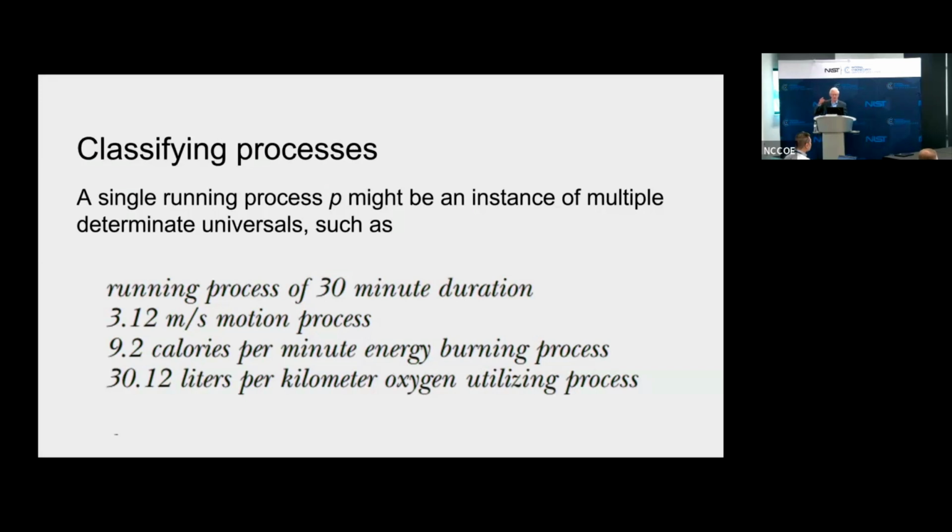It's going to be a running process which involves motion. It's going to involve displacement in space. It's going to use up energy. It's going to use up oxygen and so on. Now, all of those are facts about the running process.